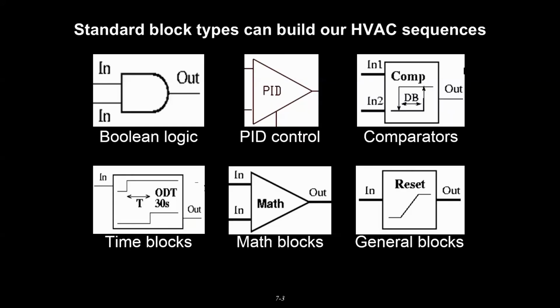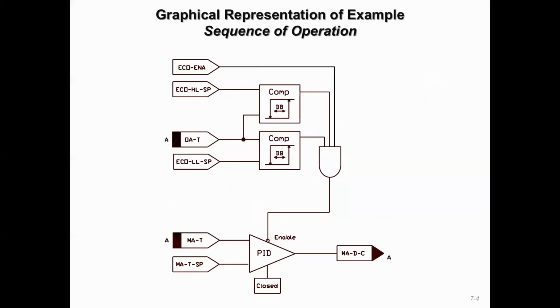So now that we've learned a little bit about what these individual HVAC control logic blocks do, we can start combining them in different ways to build different HVAC sequences of operations, and that's what we're going to look at in this video. So let's start with this Economizer mixed air damper command sequence.